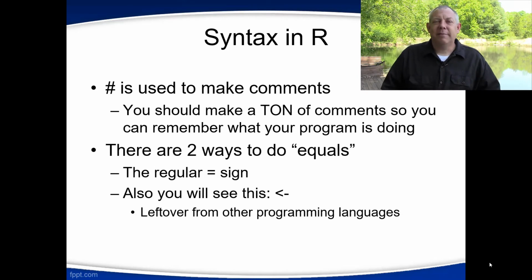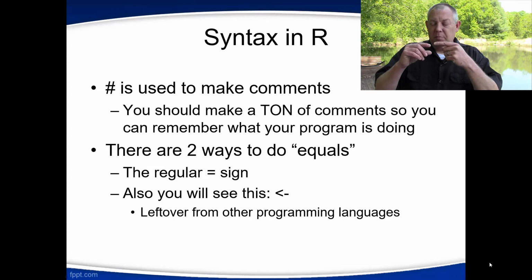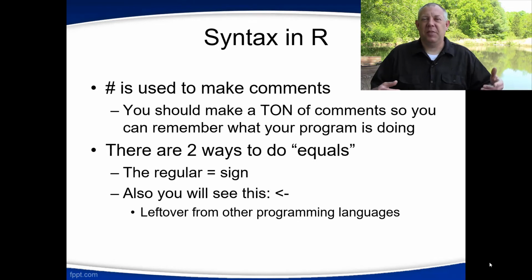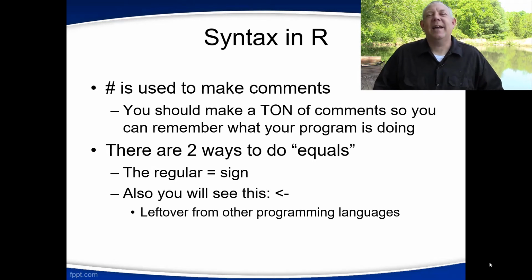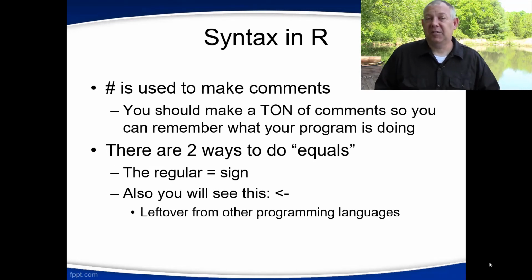A weird thing that people don't realize until later is that there are two ways to do an equal sign. I think this is left over from earlier programming languages. R snobs will always use the less than plus the minus sign to mean equals. There's probably a theoretical reason to do equals this way, but it does not matter. They are perfectly equivalent, the equal sign and the less than plus the minus sign. So if you ever see that less than and minus sign, you're like, what the heck is this? It's equals.